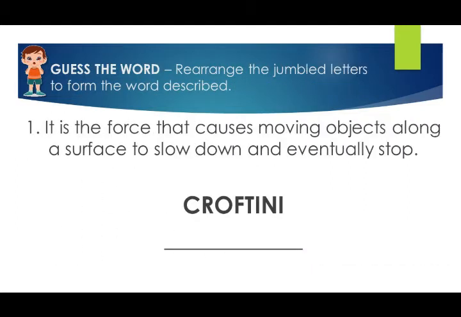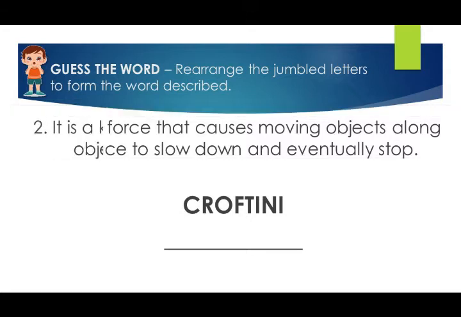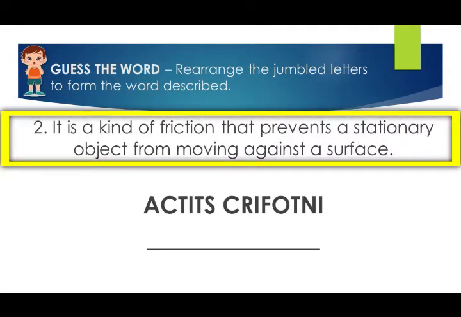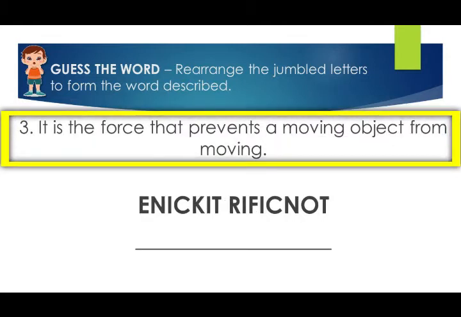Before we dive into our activities on friction, let's guess these keywords that we're going to meet along the way. Rearrange the jumbled letters to form the word described. Number 1. It is the force that causes moving objects along a surface to slow down and eventually stop. Number 2. It is a kind of friction that prevents a stationary object from moving against a surface. Number 3. It is the force that prevents a moving object from moving.